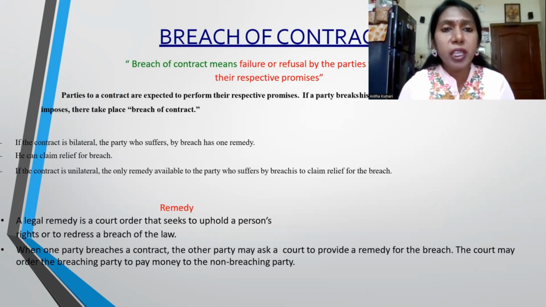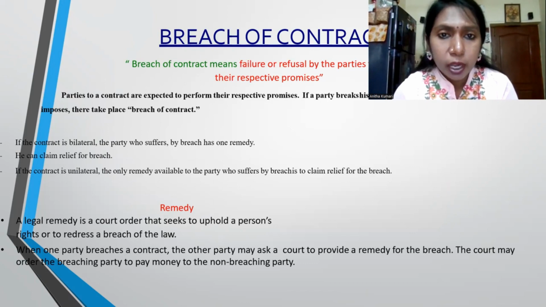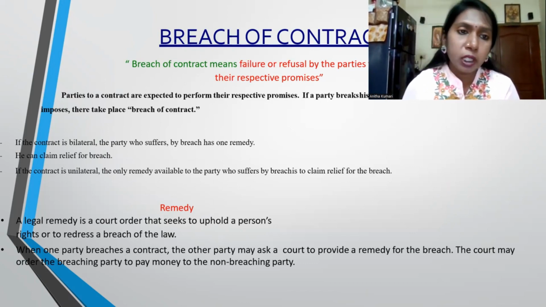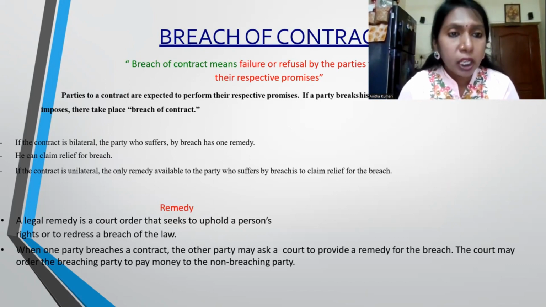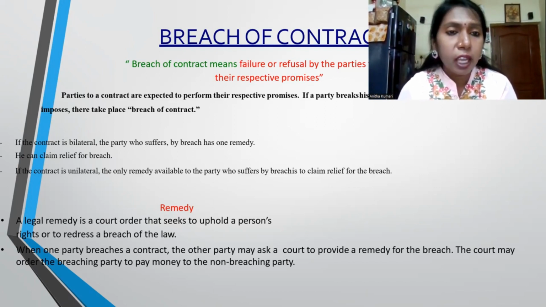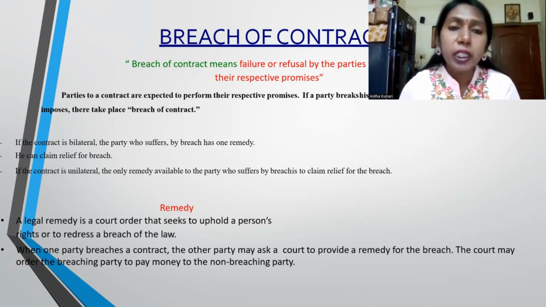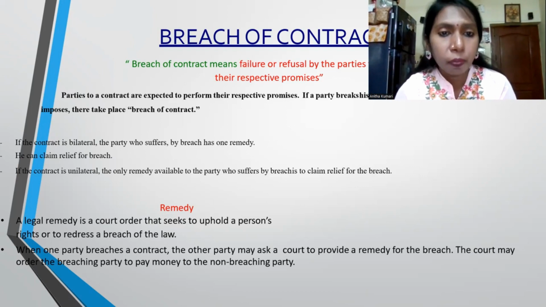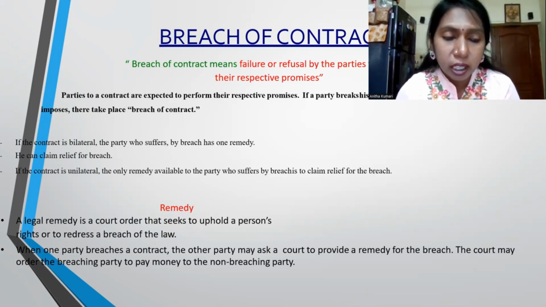First of all, we should know the meaning of breach of contract. So what is called breach of contract? Breach of contract means failure or refusal by the parties to perform their respective promise. That is called breach of contract. Parties to a contract are expected to perform their respective promise. If a party breaks its obligation or is not going to perform the contract, that is called breach of contract. If that kind of breach occurs, what are the remedies available to them? What kind of compensation is available to them? That is what we are going to discuss in this topic.